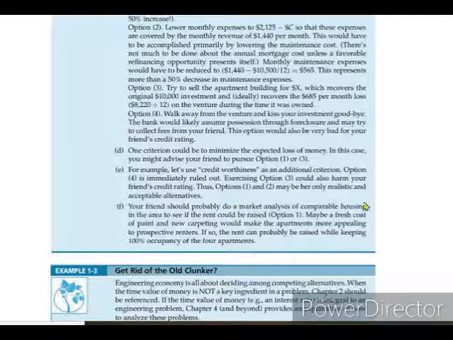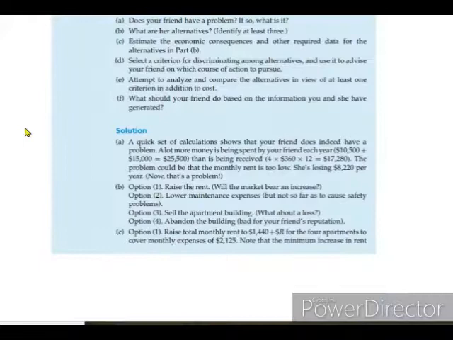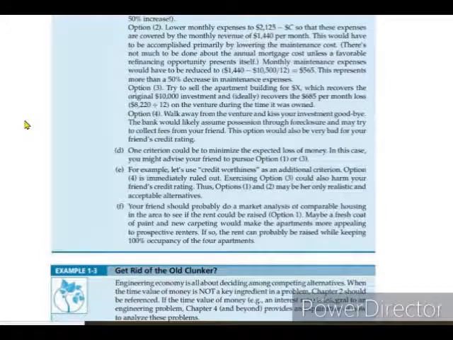Next, letter F. What should your friend do based on the information you and she have generated? So your friend should probably do a market analysis of comparable housing in the area to see if the rent could be raised. So he can interview fellow business owners of apartments. Maybe a fresh coat of paint and new carpeting would make an apartment more appealing to prospective renters. So, improving the physical appearance of the apartment.